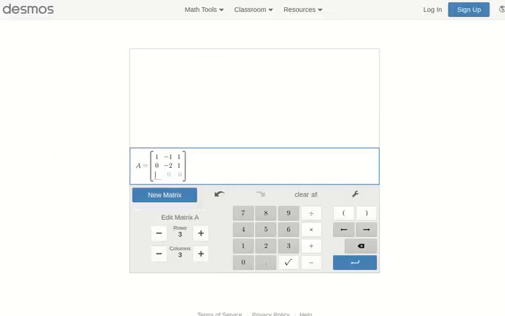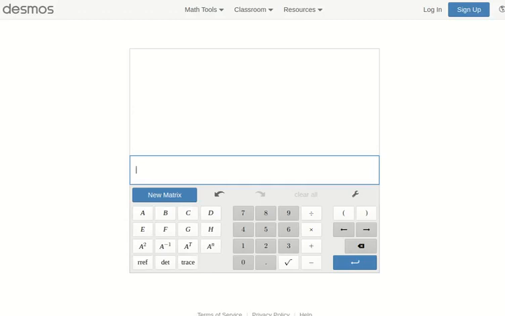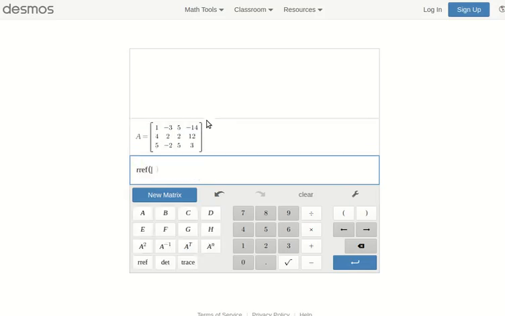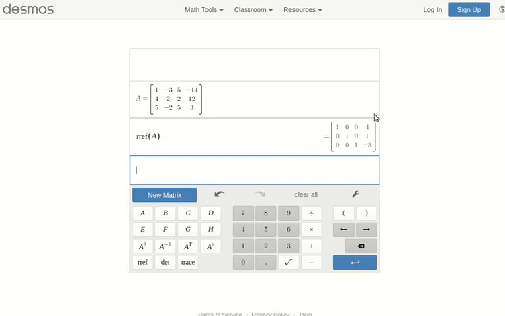So here we go. New matrix, 3 by 4. I got 1, negative 3, 5, negative 14, and so forth. RREF. Oh, look, we got answers.